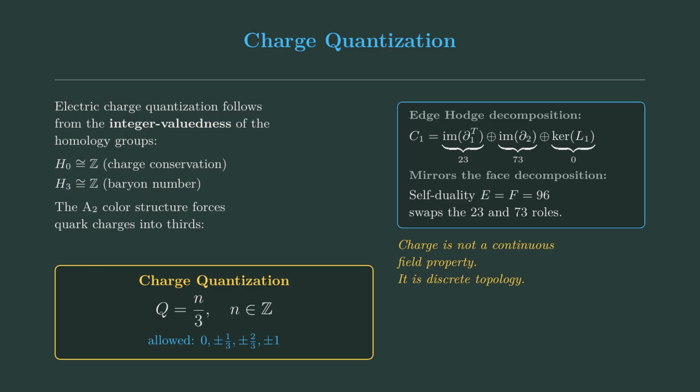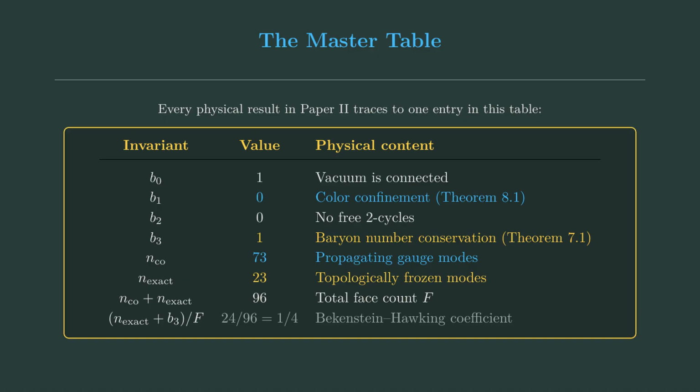Thank you for watching. Volume 2 has given us the topological skeleton of particle physics: quantized charge, color confinement, stable protons, from the homology of a single polytope. Volume 3 derives particle masses from the mass-volume principle and the spectral geometry of the D4 lattice.